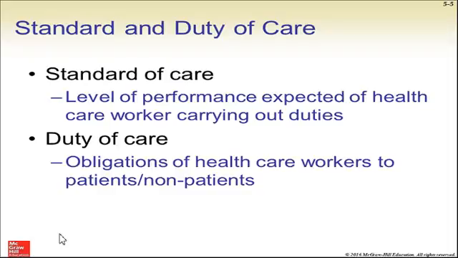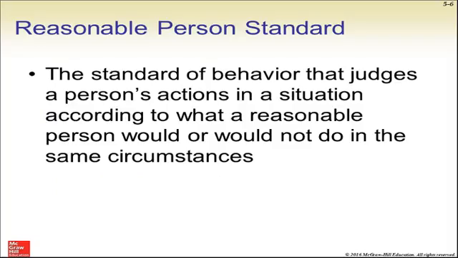Next, we're going to talk about reasonable person standard. Okay, so this is the standard of behavior that judges a person's actions in a situation according to what a reasonable person would do or not do in the same circumstance. So it would have to be an identical circumstance and what is considered reasonable for the average person, basically.